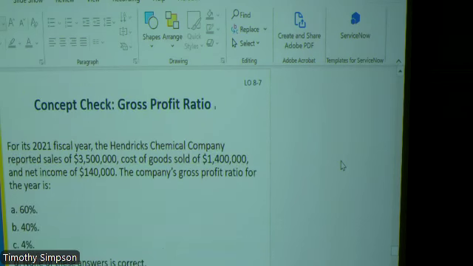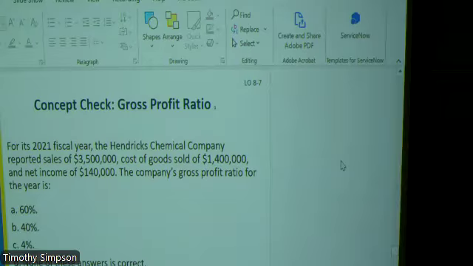All right, quick quiz here for 2021. Hendrix reported sales of 3.5 million, cost of goods sold of 1.4 million, and net income of 140,000. So we don't need all this information. This is one of the things that we talk a lot about in accounting: you sometimes give them more information than what you need. The company's gross profit ratio for the year is what?